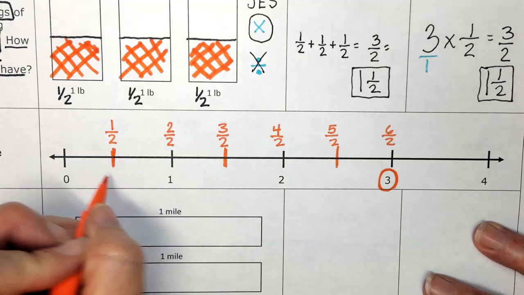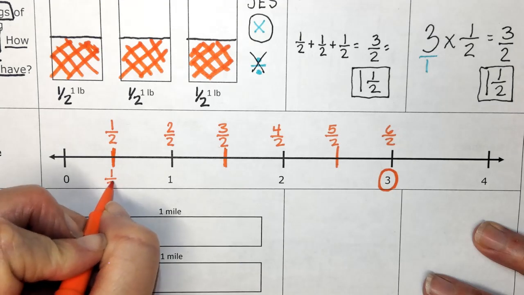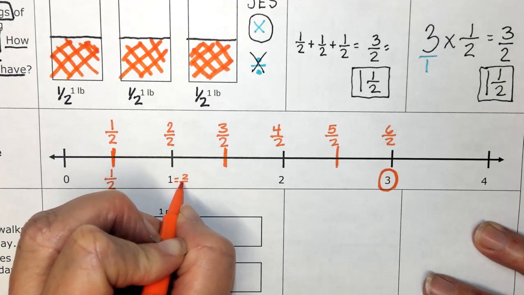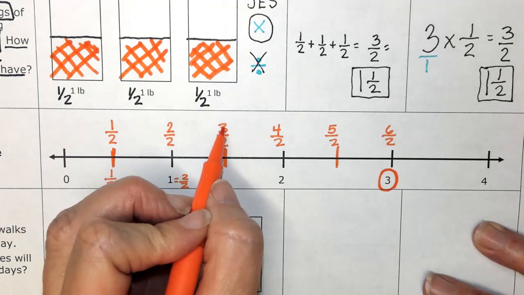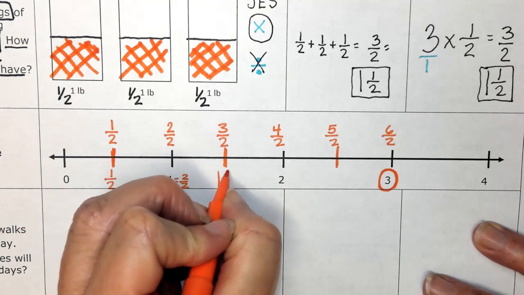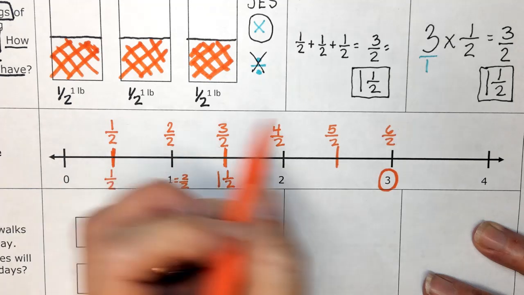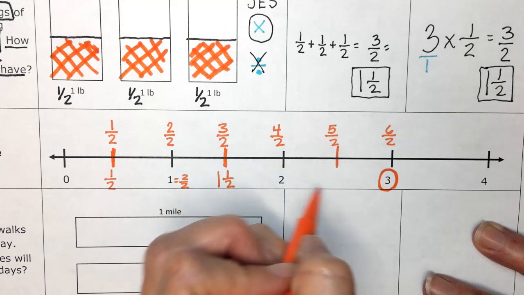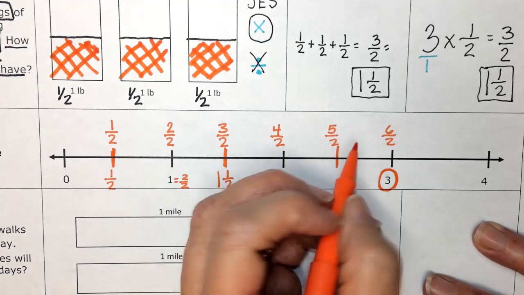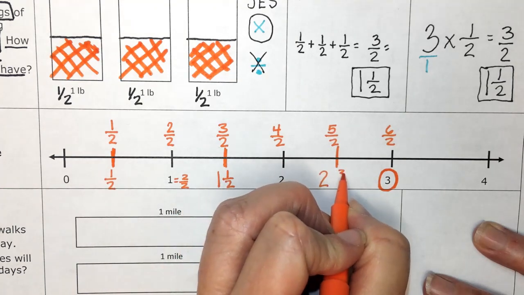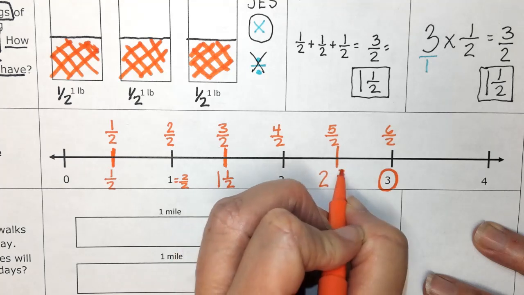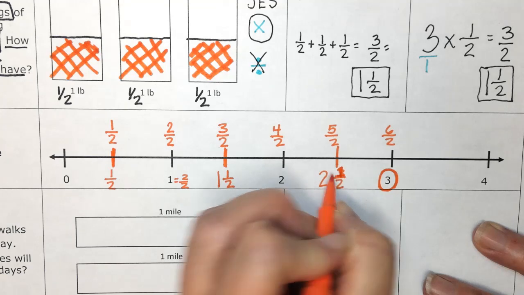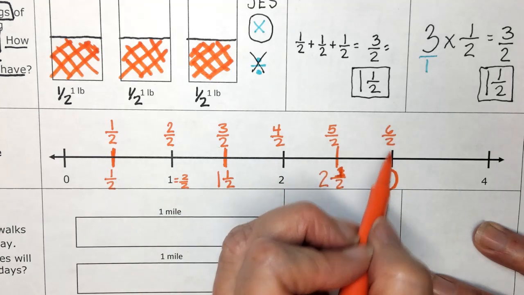So now I'm ready to do my mixed equivalent. If it's less than 1, it's going to look the same. So we have 1/2. Another name for 1 is 2 halves. Another name for 3 halves is 1 1/2. Another name for 4 halves is 2. Another name for 5 halves is 2 1/2, sorry. And then another name for 6 halves is 3.